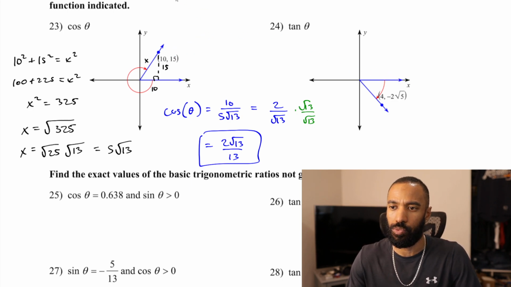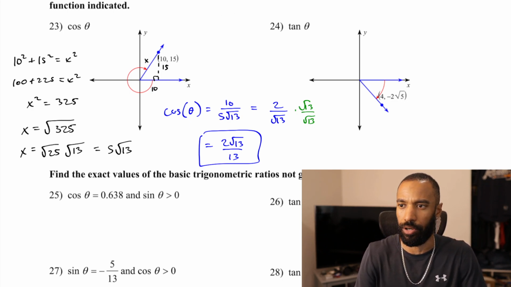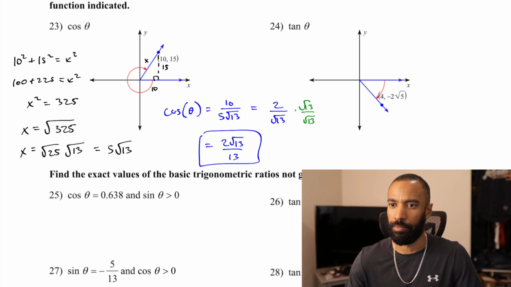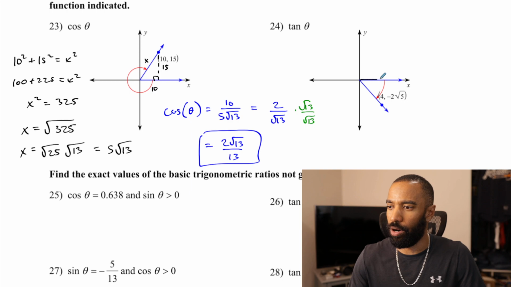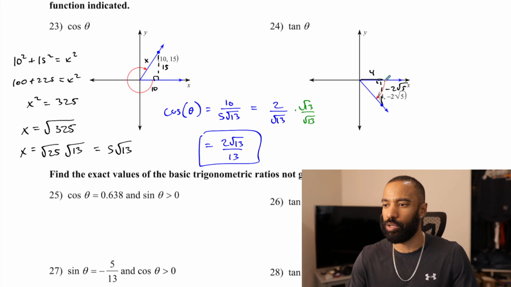Okay, and this one right here, same thing. We're going to go 4 over, like that, and then 2 root 5 down, like that. And we need tangent of this angle right here.